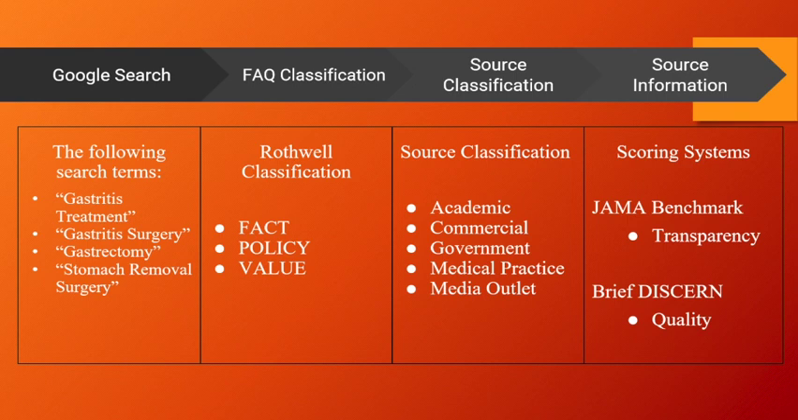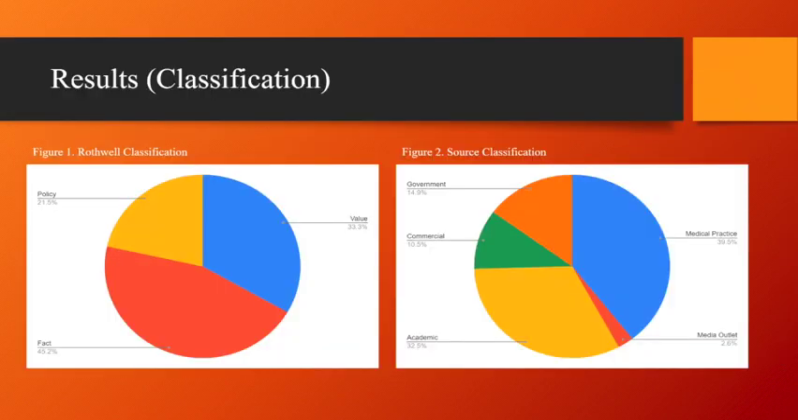We then classified those frequently asked questions into fact, policy, or value type questions. Then we subclassified those into academic, commercial, government, medical practice, or media outlet by their source type. And then we scored by the JAMA benchmark or by the brief discern. JAMA benchmark measuring transparency, brief discern measuring quality. And here are our results.